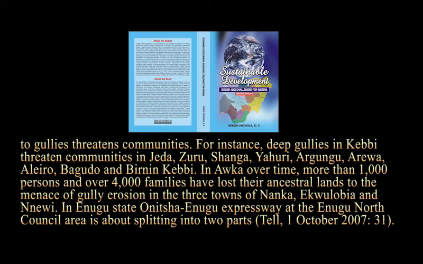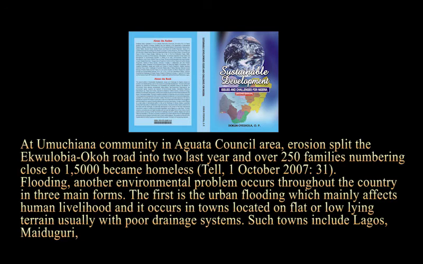In Orlu over time, more than 1,000 persons and over 4,000 families have lost their ancestral lands to the menace of gully erosion in the three towns of Nanka, Ekwulobia and Nri. In Enugu State, Onitsha-Enugu Expressway at the Enugu North Council area is about splitting into two parts. Tell, 1 October 2007, 31. At Umuchiana community in Aguata Council area, erosion split the Ekwulobia-Oko road into two last year and over 250 families numbering close to 1,500 became homeless. Tell, 1 October 2007, 31.